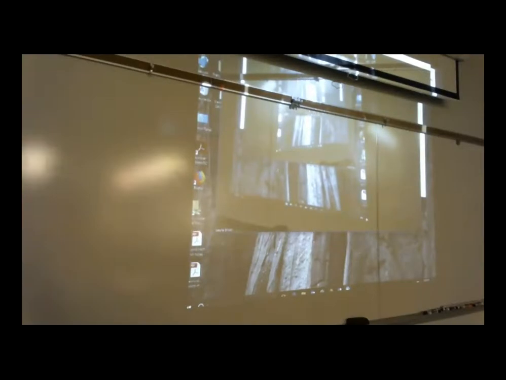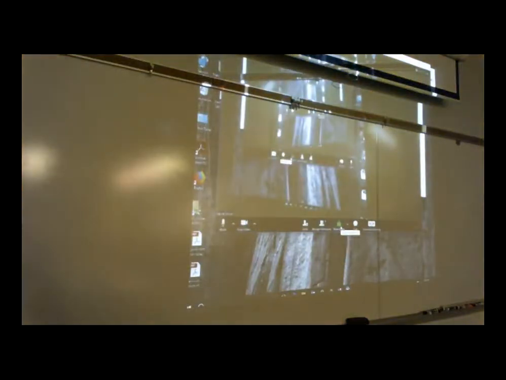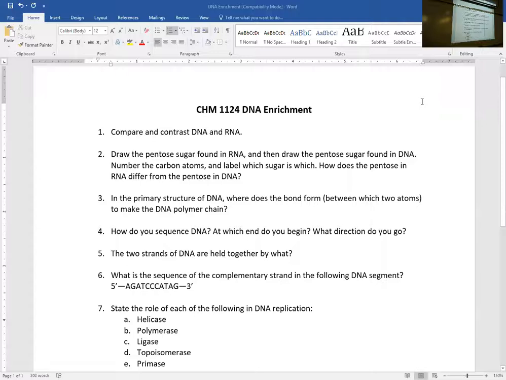All right, here are some enrichment problems on DNA. Now, we didn't actually spend class time doing these here on campus, but I gave them to the students on campus as just something to do on your own time if you want the extra enrichment on DNA.